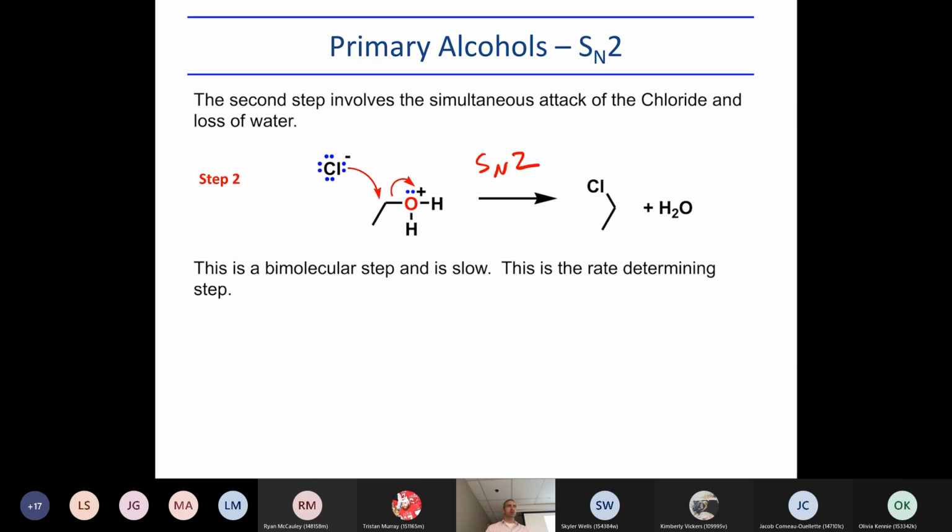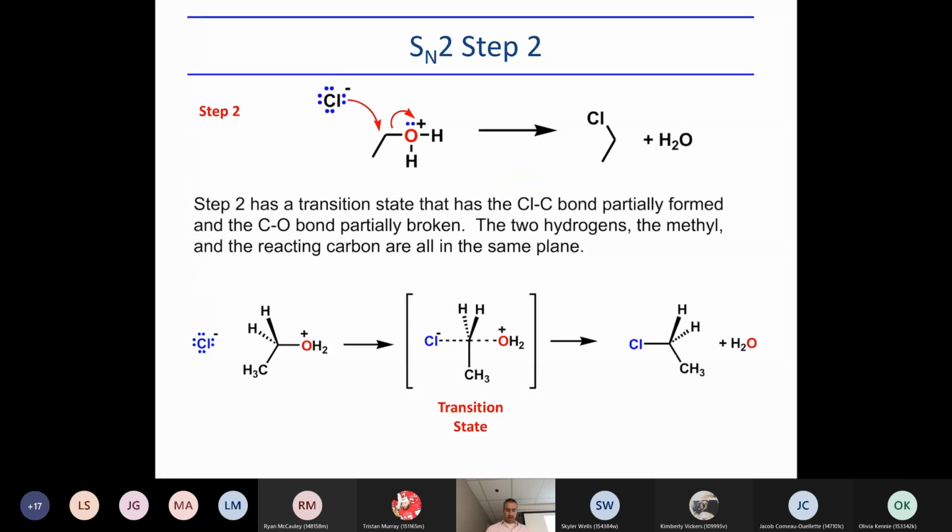Secondary and tertiary always do SN1 because they can make carbocations that are stable. This is the slow step. This is the rate determining step. The proton transfer step is the fast step. This has the same transition state we saw in Unit 6. This is the same inversion we saw in Chapter 6. Everything about this reaction is exactly the same as what we saw in Chapter 6, except you have to protonate the alcohol first before it will act as a leaving group.